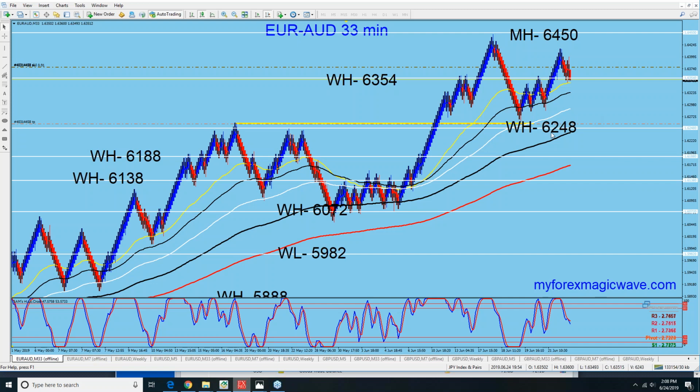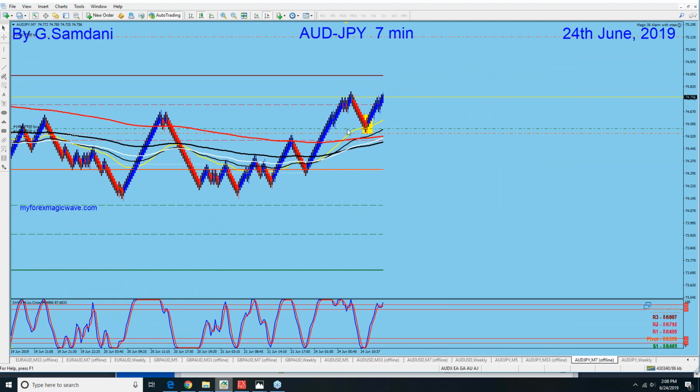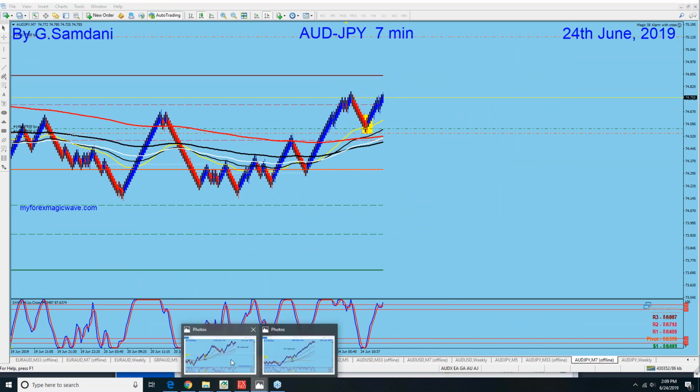So these are two: Euro Aussie, Pound Aussie. Any other Aussie pair? Yes, I have this. You see, this is the one. This is very important to see that this setup is very, very common, and you're going to see it in a lot of places. Let me show you in the past.